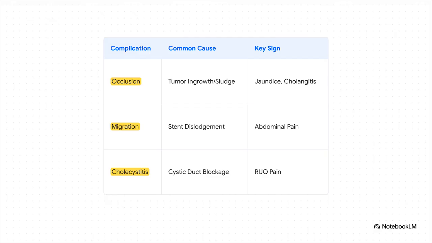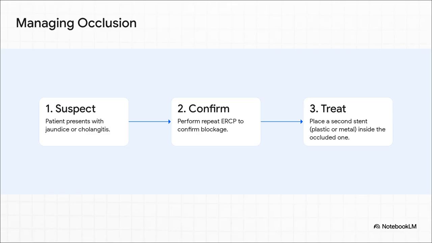So, if your patient with a stent comes back with jaundice or a fever, your first thought should be a blocked stent. If they're complaining of new abdominal pain, you should worry about migration. And if they still have their gallbladder, that classic right upper quadrant pain could mean cholecystitis because the stent is blocking their cystic duct.